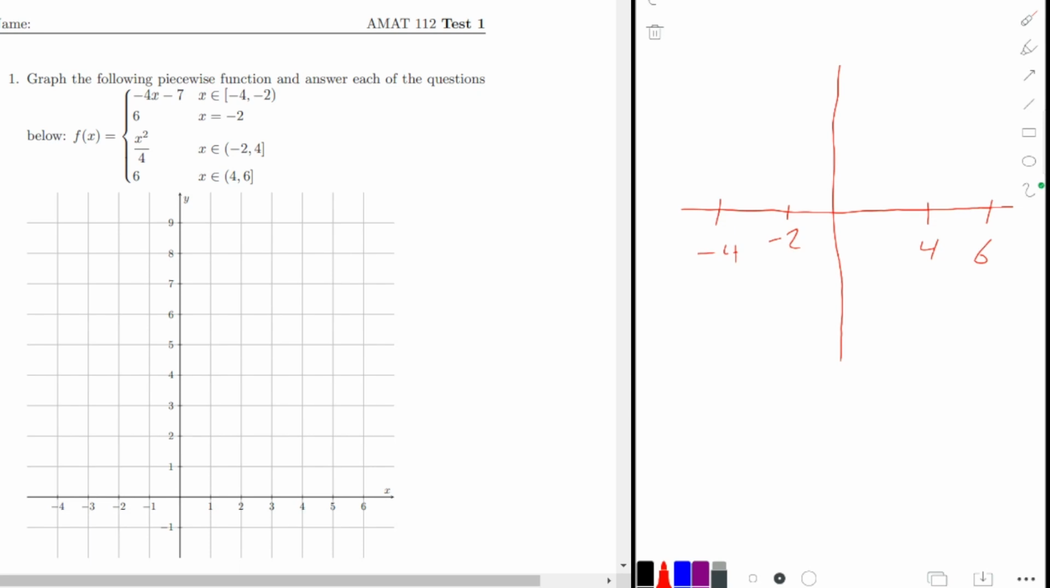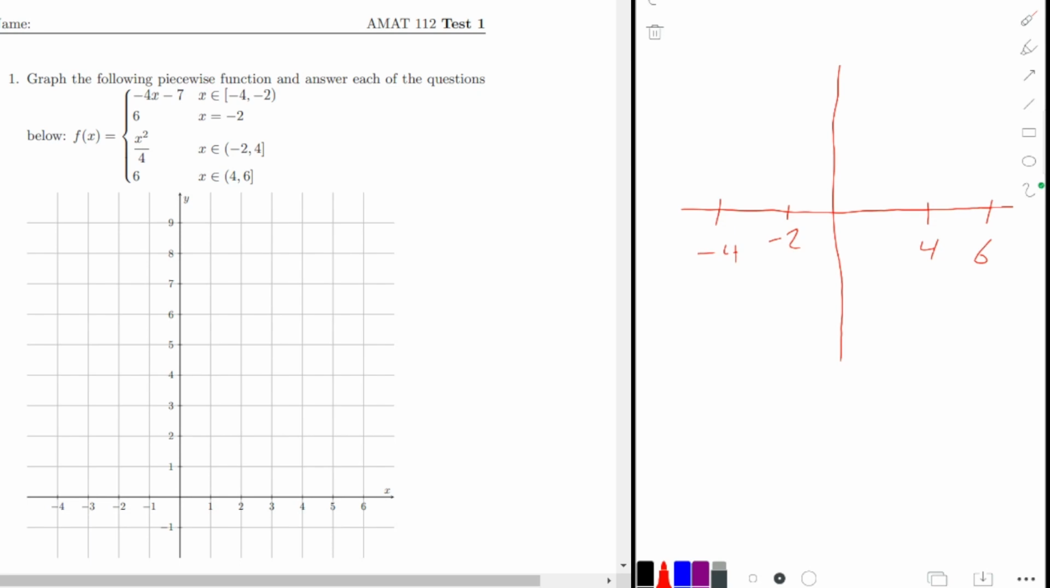Because -2 is not in the domain, notice that it has a parenthesis, not a bracket. We know that that is not actually going to be on the line, so at that point we're going to draw an open circle. Plugging 4 into -4x minus 7, that would be -16 minus 7, so that's -23.